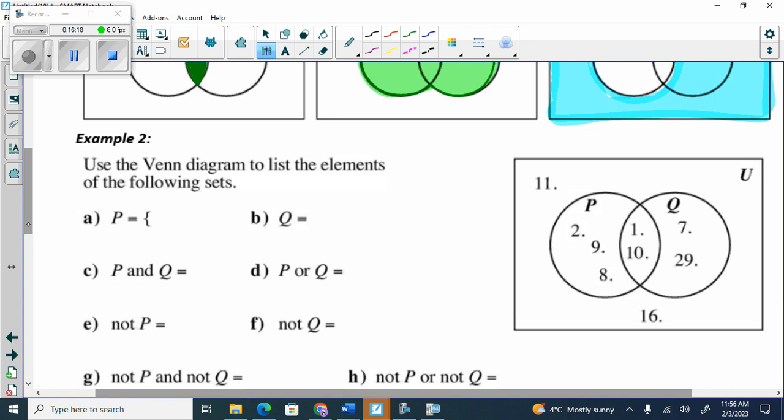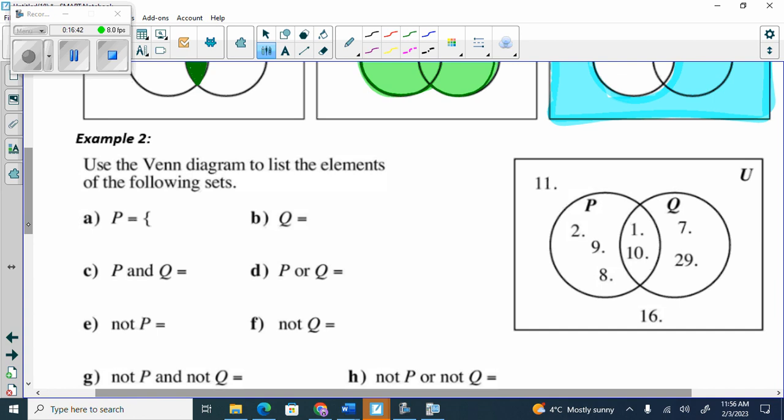The other way that they can describe a Venn diagram is they can literally list what elements are in it. So like physically see the elements in front of your face, right? How do you know that they're elements instead of sums? There's more than one per section, but also they put the dot behind it. So this is the number 2, this is number 9, 8, 1, 10, 7, 29, 16. So that's how it shows you that it's the actual element, okay? Rather than the sum of elements.